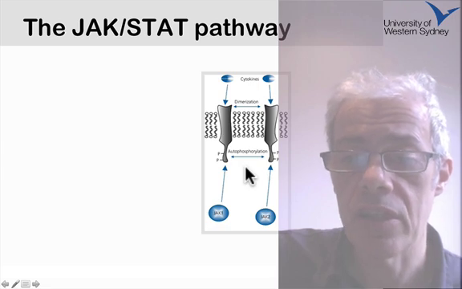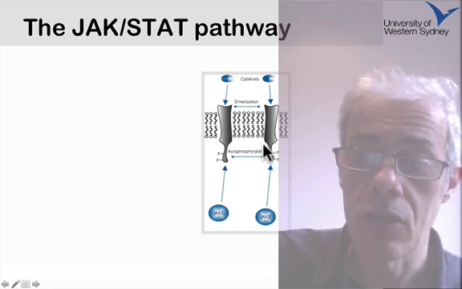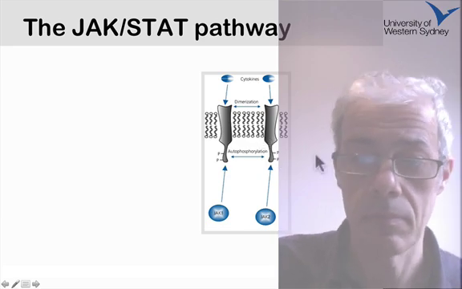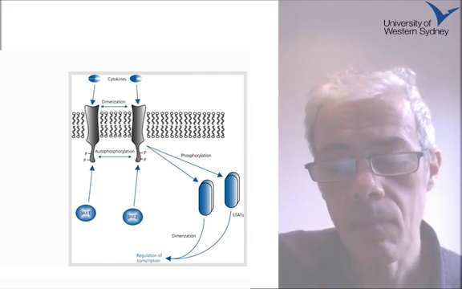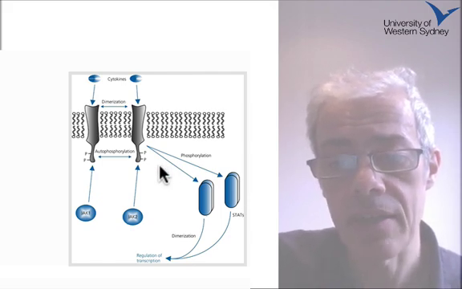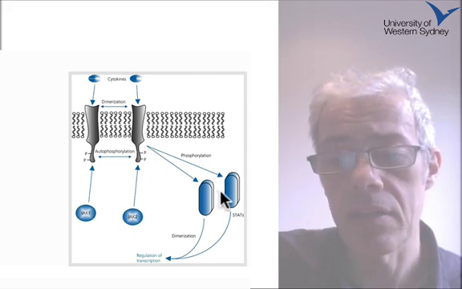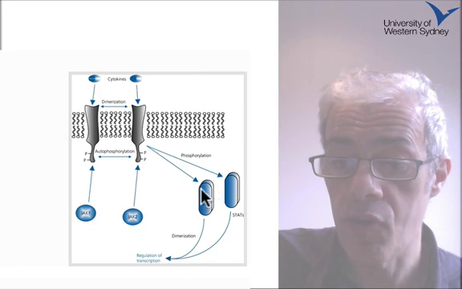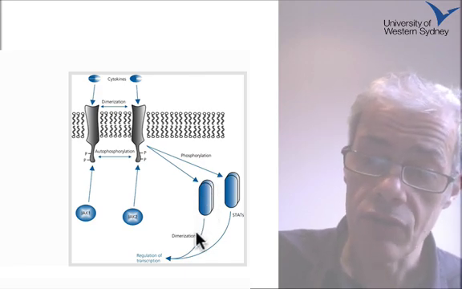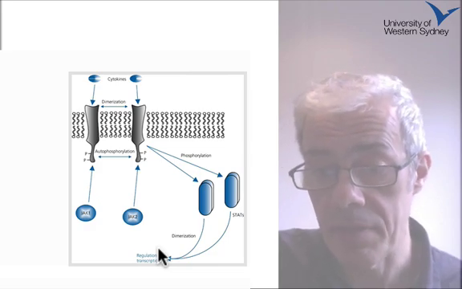So this is very much like a tyrosine kinase receptor, except that it's an associated kinase activity to the receptor. Once the receptor is phosphorylated by the JAKs proteins, these phosphorylated tyrosine residues then form binding sites for these STATs proteins, and these STATs proteins become phosphorylated by the receptor, and then they can dimerize, and then they can be transported to the nucleus to activate gene transcription.